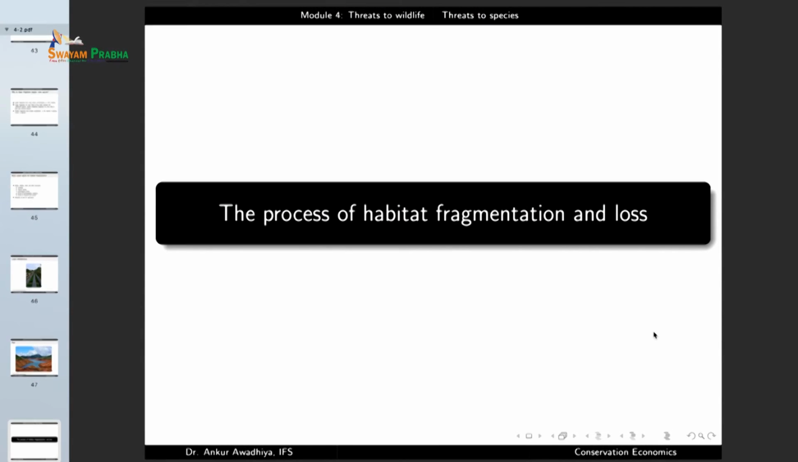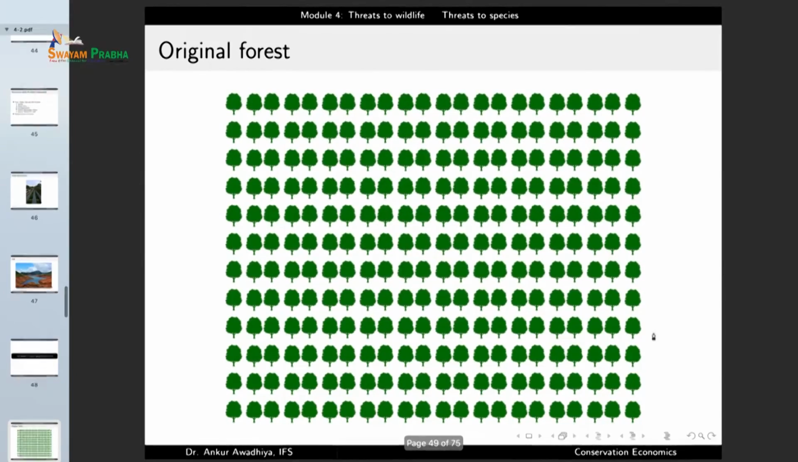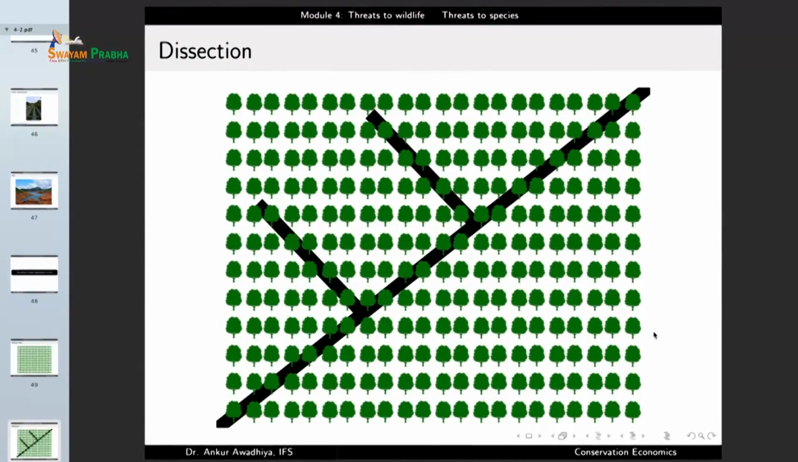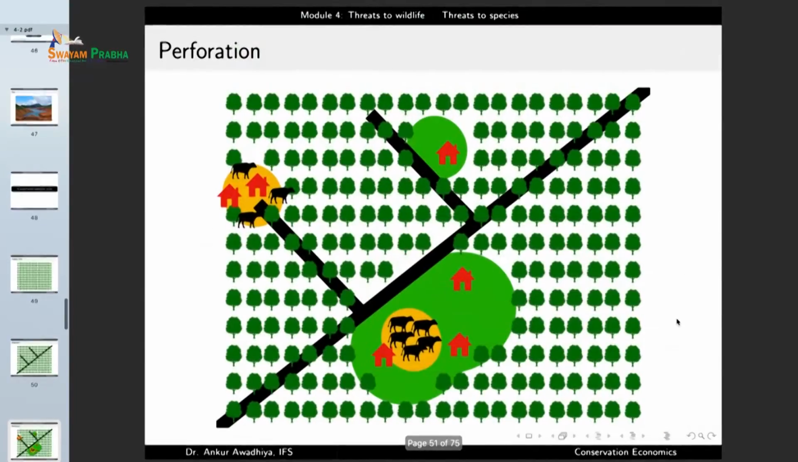Now, the process of habitat fragmentation and loss occurs in a series of steps. We'll understand these steps through these illustrations. Let us consider that this is an original forest and you have a large number of trees here. Now, the first step that occurs is dissection. In dissection, one or more linear infrastructures, primarily roads, are set up, and these roads dissect this complete forest into two or more smaller parcels.